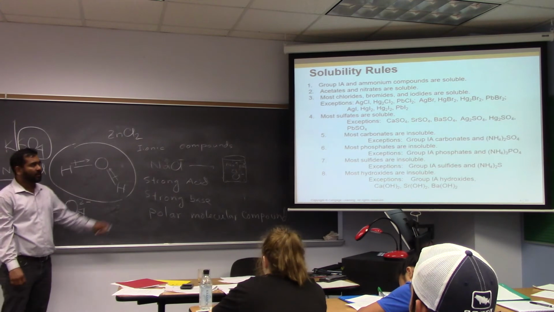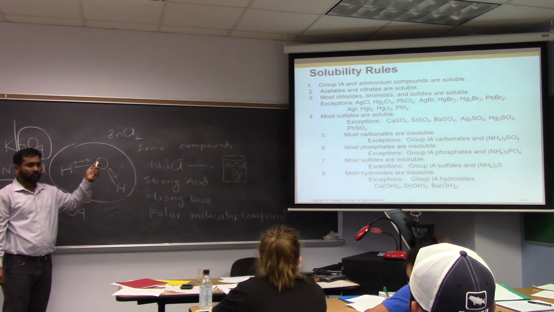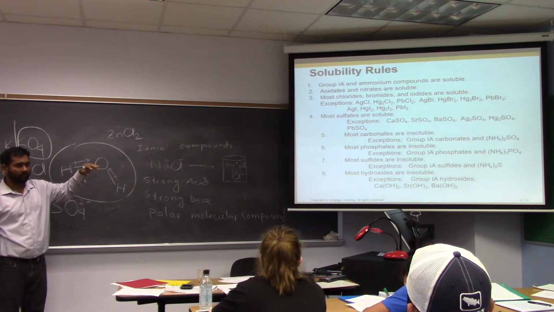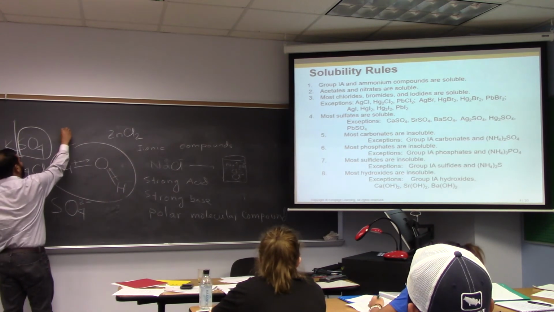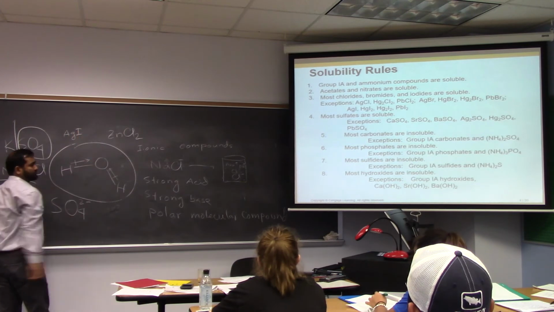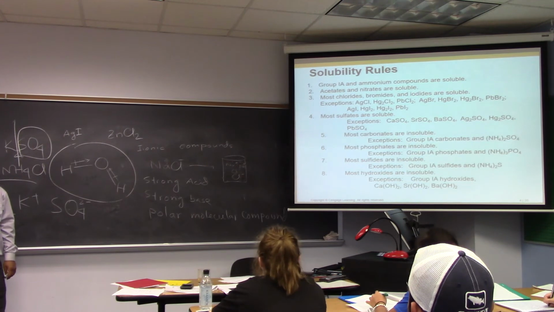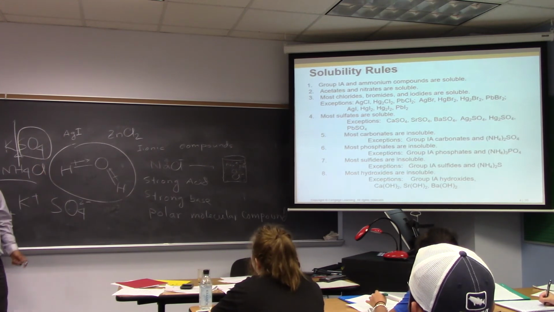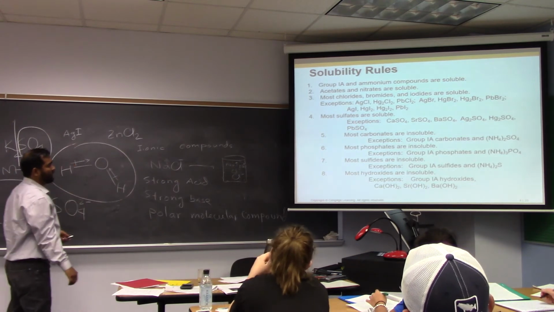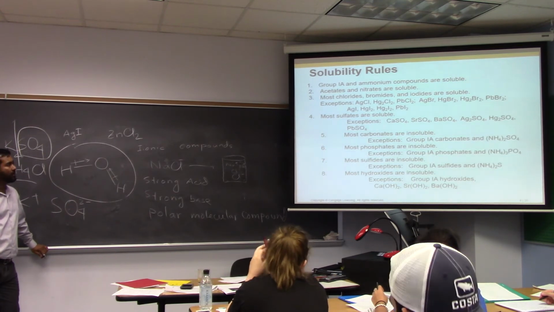All chlorides are soluble except silver, mercury, and lead. You see? All iodides are soluble except silver, mercury, and lead. How about AgI? Silver iodide, is it soluble? No, because it's in the list of those that are not soluble. Most sulfates are soluble except calcium, strontium, barium, silver, mercury, and lead.